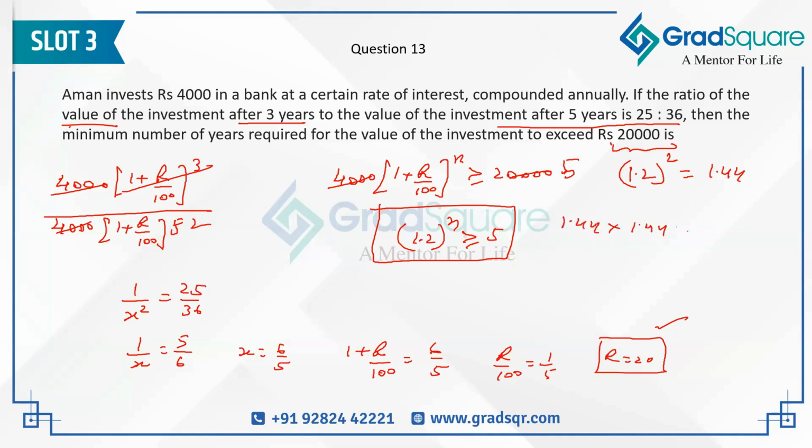That will make it 4 years. Multiplied by 1.44, that will make it 6. Multiplied by 1.44, that will make it 8. And when you multiply this by 1.2, this will at this point exceed the value of 5. And hence it will take 9 years to get this done.